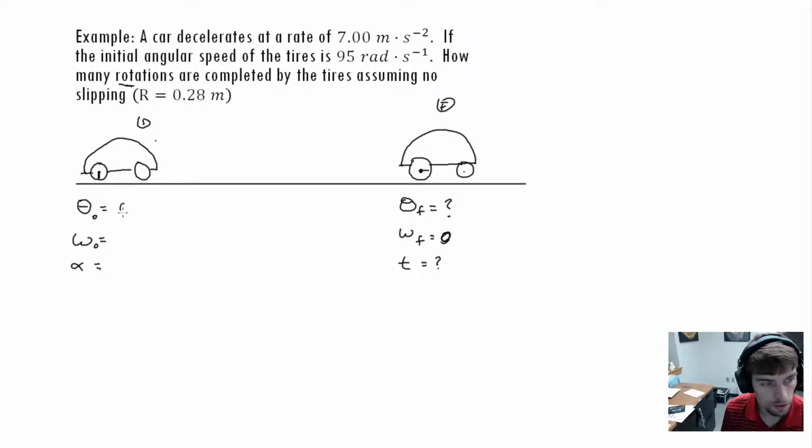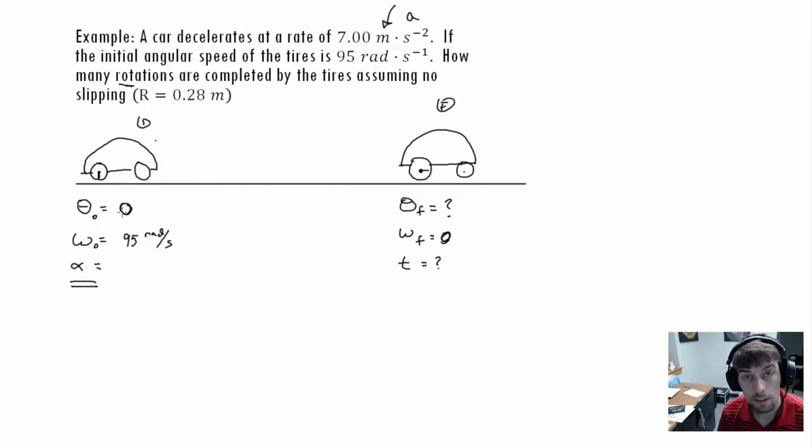Say our initial theta, let's set equal to 0. Our omega initial we're given, this is 95 radians per second. And here we have the angular acceleration. Now we'll have to be careful here, we're actually given not an angular acceleration, but a linear one. So this is a linear acceleration, a. And the question is, how can we relate our angular acceleration to our linear acceleration?